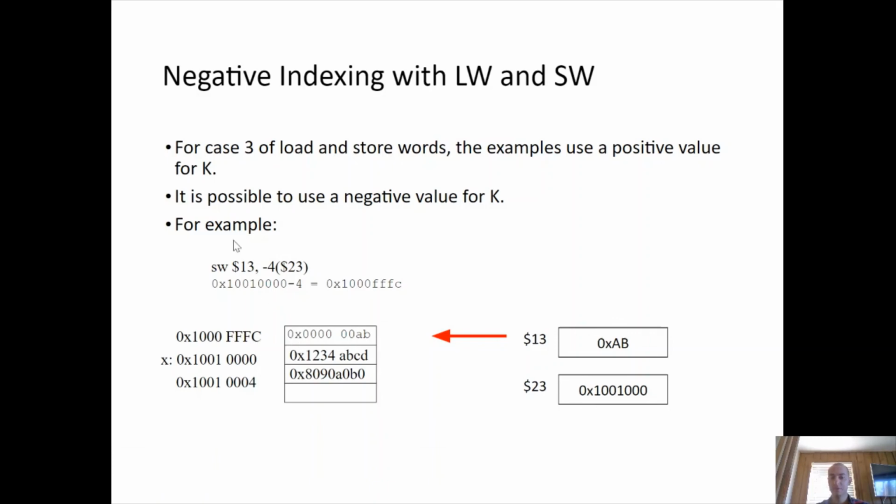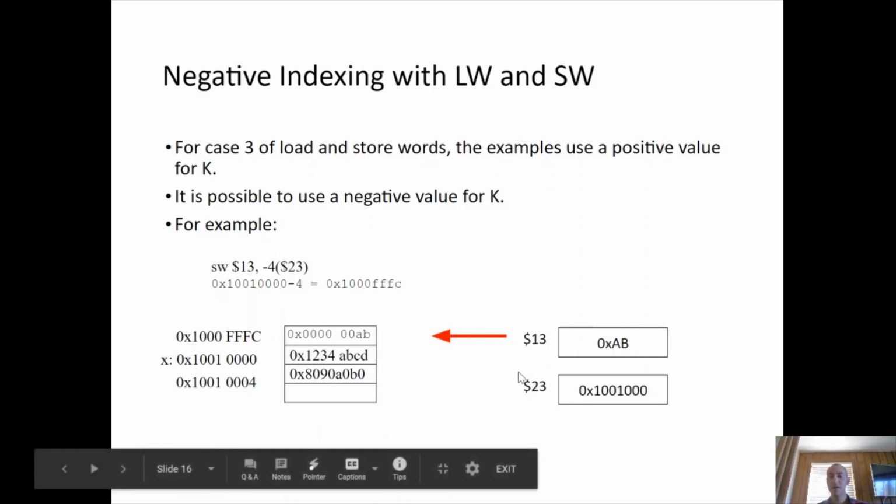There is not much to it. So this is the content, and it's going to be copied here. We don't have negative addresses, right? These are all positive numbers, so you can do -4.